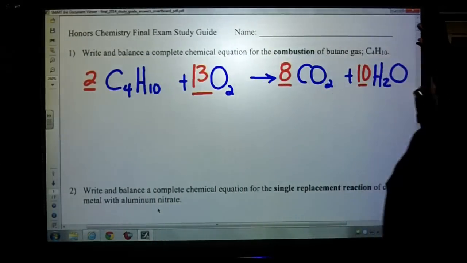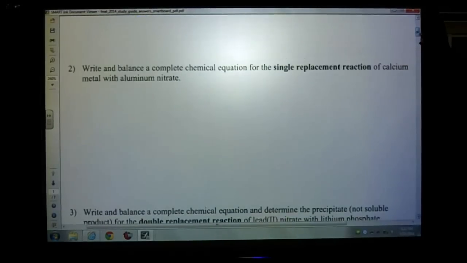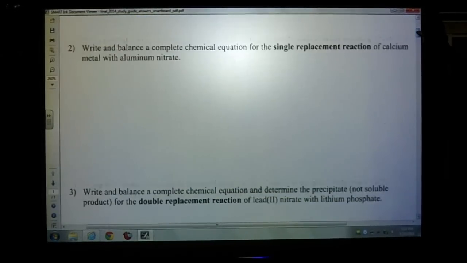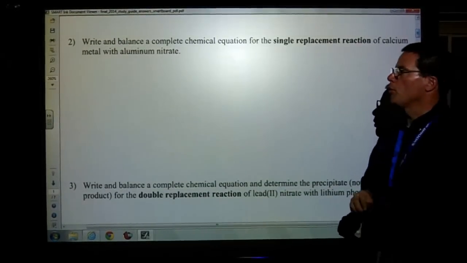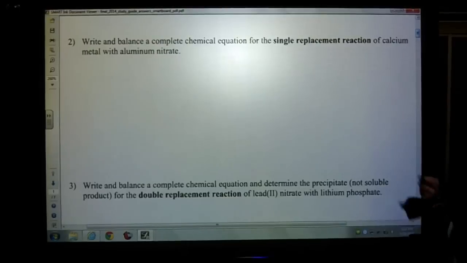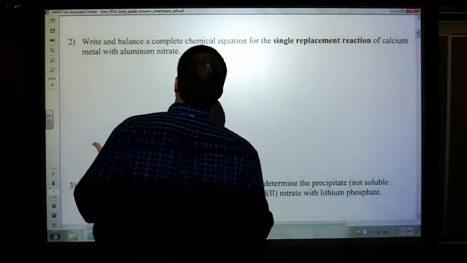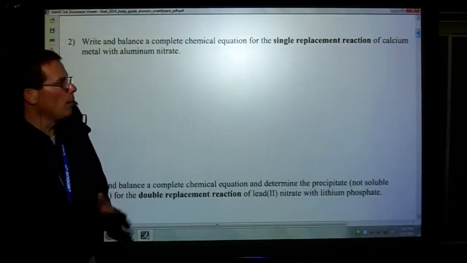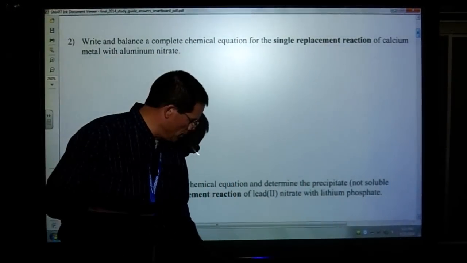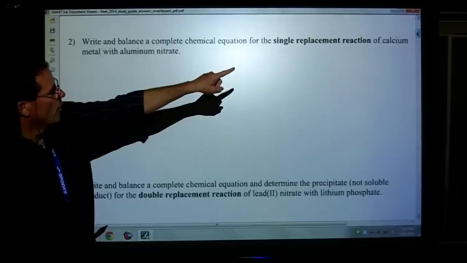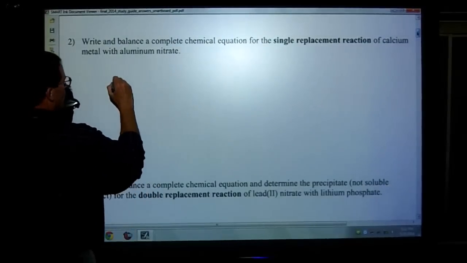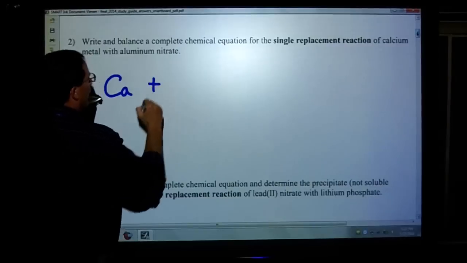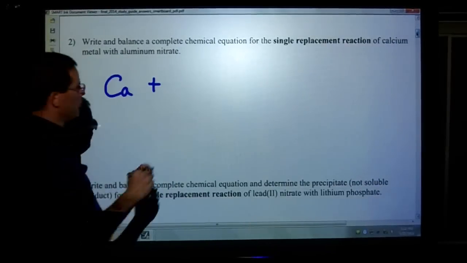Let's look at number 2. Number 2 says write and balance a complete chemical equation for a single replacement reaction of calcium metal with aluminum nitrate. Now we talked about the 5 different types. So single replacement reaction. So in this case here we have single replacement of calcium metal, which is Ca, and it's going to react with aluminum nitrate.